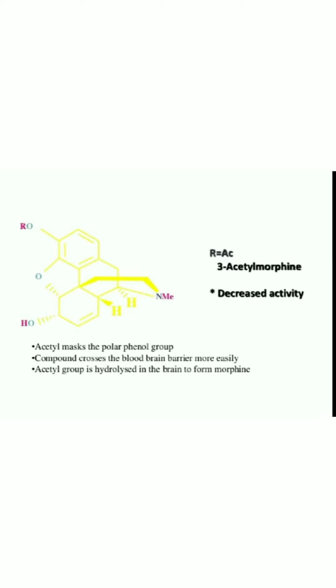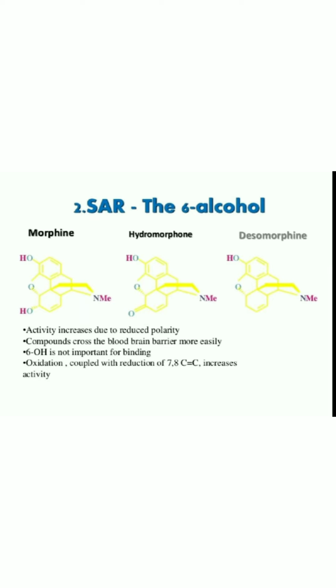Now acetyl masks the polar phenol group, and compounds can easily cross the blood-brain barrier. The acetyl group is hydrolyzed in the brain to form morphine. So basically if we change the alcohol group at any other position, it metabolizes to morphine to produce its effect. Then the 6th alcohol position is very important. Activity increases due to reduced polarity, in morphine, hydromorphone and desomorphine. These are the three compounds we can see.